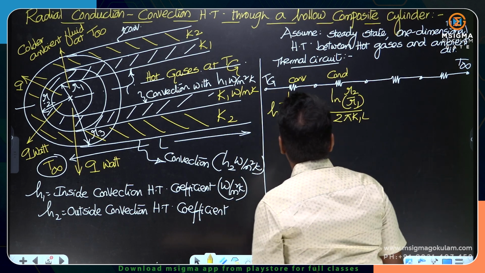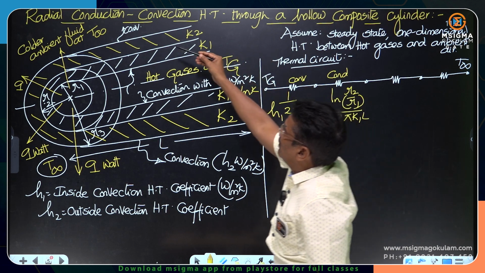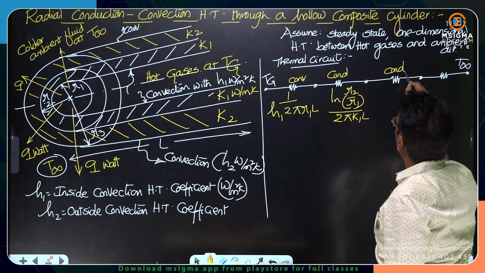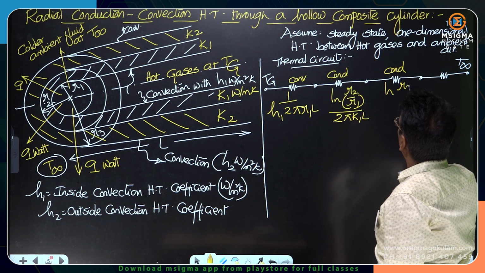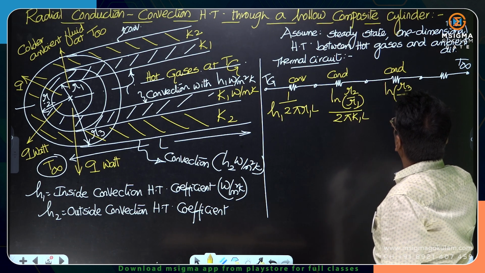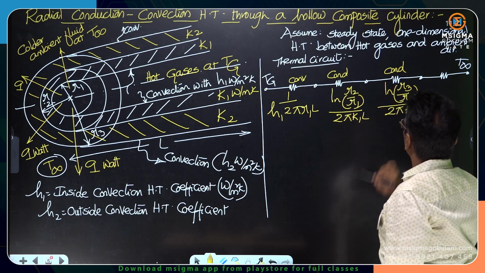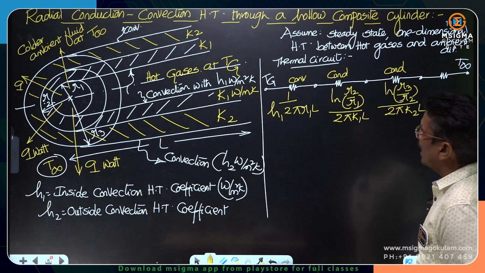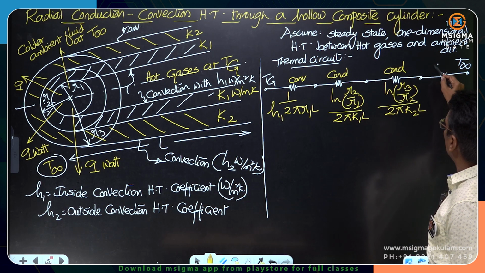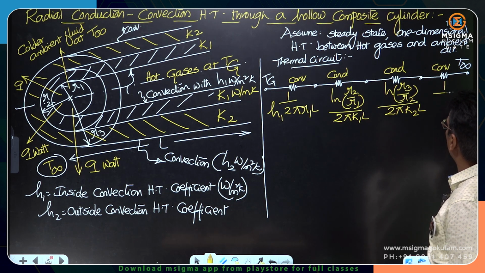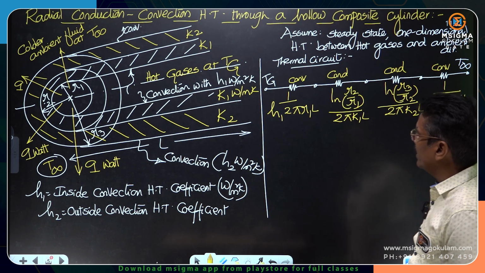2 pi K1 L. And again followed by a conduction resistance offered by the outer pipe material, ln R3 by R2 divided by 2 pi K2 L. And finally we have the outermost convection, 1 upon h2 into 2 pi R3 L.